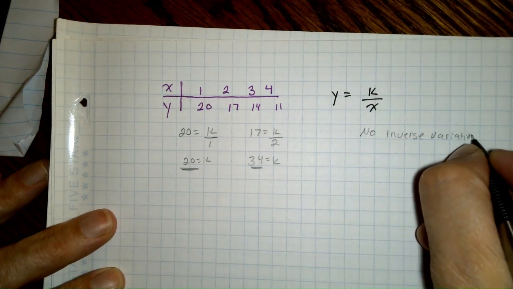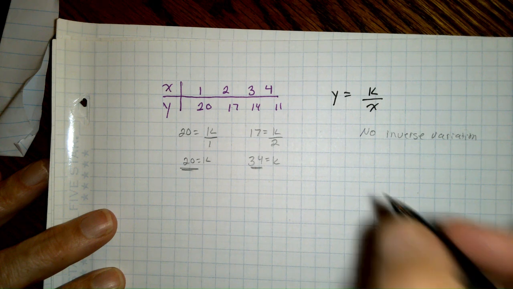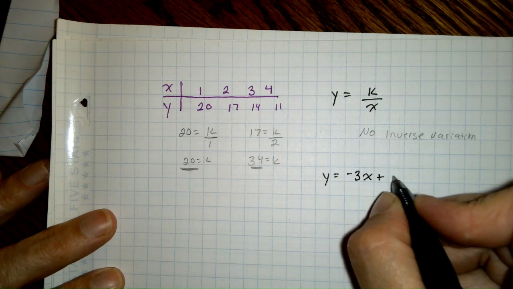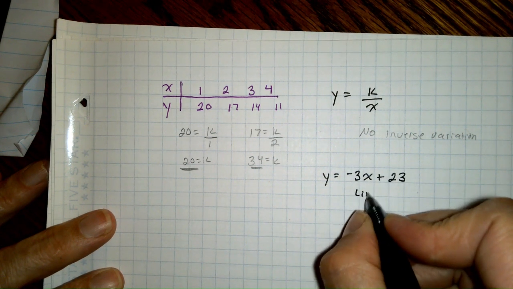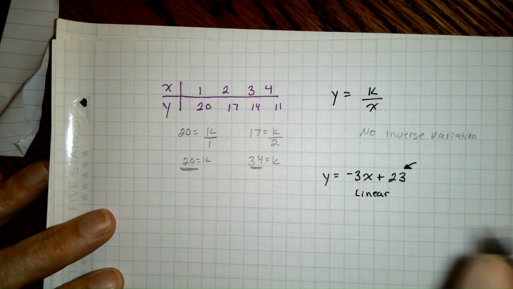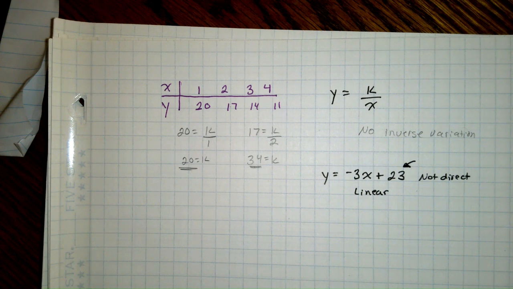It doesn't mean that these are not related. It's just not an inverse variation. It happens to be, just so you know, y equals negative 3x plus 23. It happens to be linear. Now, this plus 23 is why it's not direct either, because direct variation can only be y equals k times x. You don't get any plus either. So this one is neither direct nor inverse. It has a relationship, it's just not one of our two special relationships.